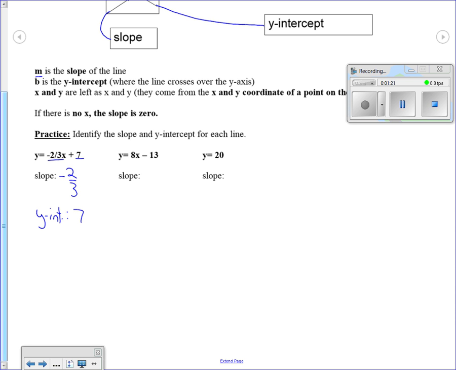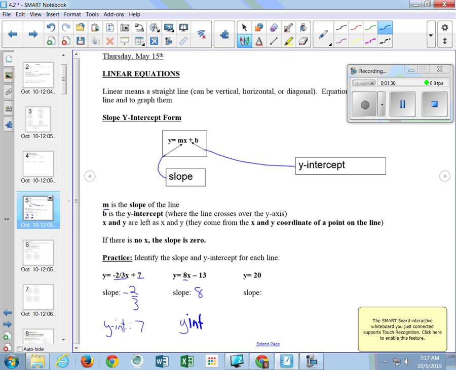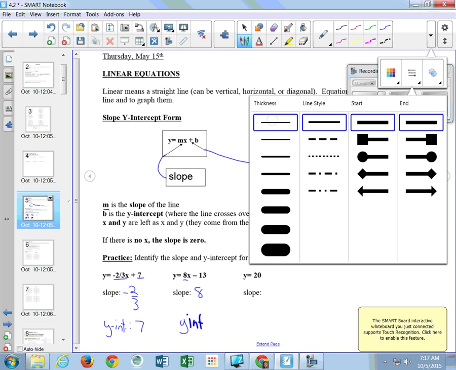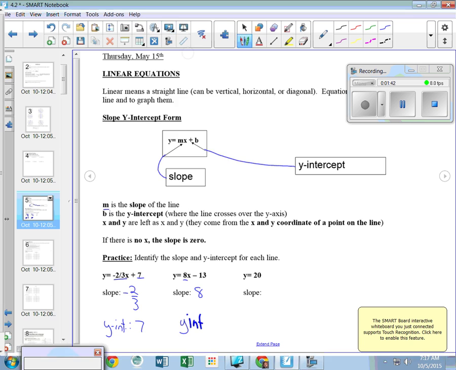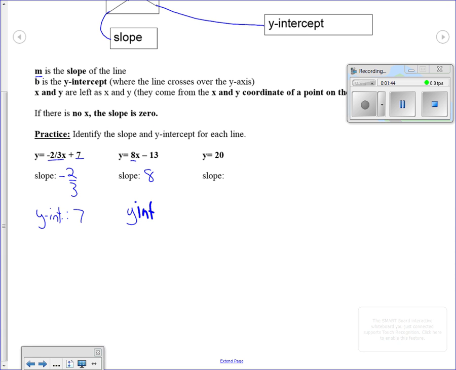And the next one, 8 is in front of the x, and that is our slope. Just a second, technical issue there. Alright, sorry about that. Our y-intercept is negative 13. On the next one, y equals 20.